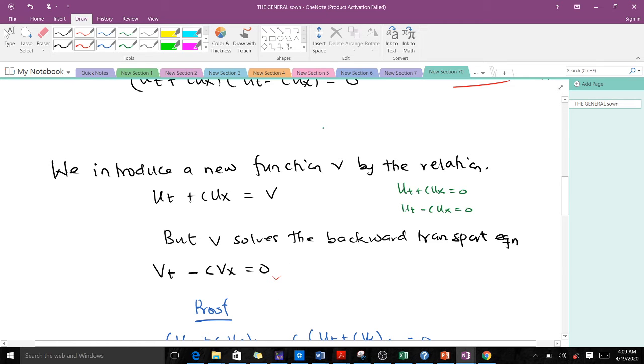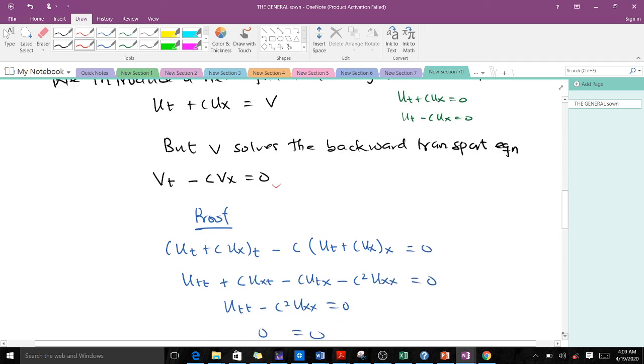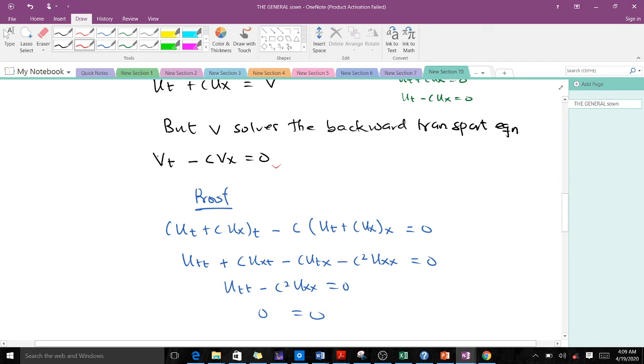So remember, v is equal to the whole of this. So when you come down, instead of v, we put everything here. So we get u_t plus c u_x, differentiated, minus this. And when you simplify, you're going to get u_tt plus c u_xt minus c u_tx minus c squared u_xx equals 0. So remember that from the clairaut rule in our calculus, u_xt is equal to u_tx. So that means these two are going to give us 0. And you are going to get u_tt minus c squared u_xx equals 0. And we know this is the wave equation which is equal to 0. So that means we get 0 equals 0. So that means that indeed our v solves the backward transport equation.